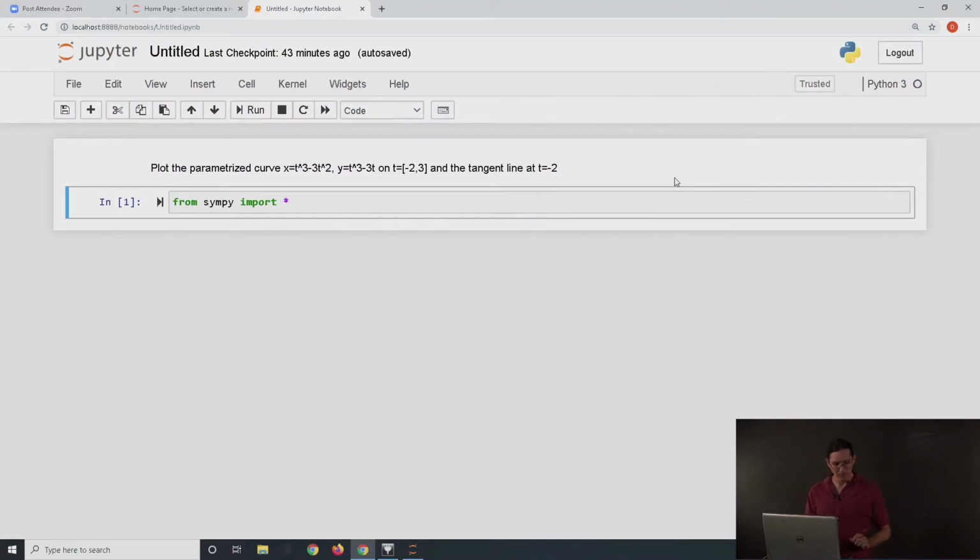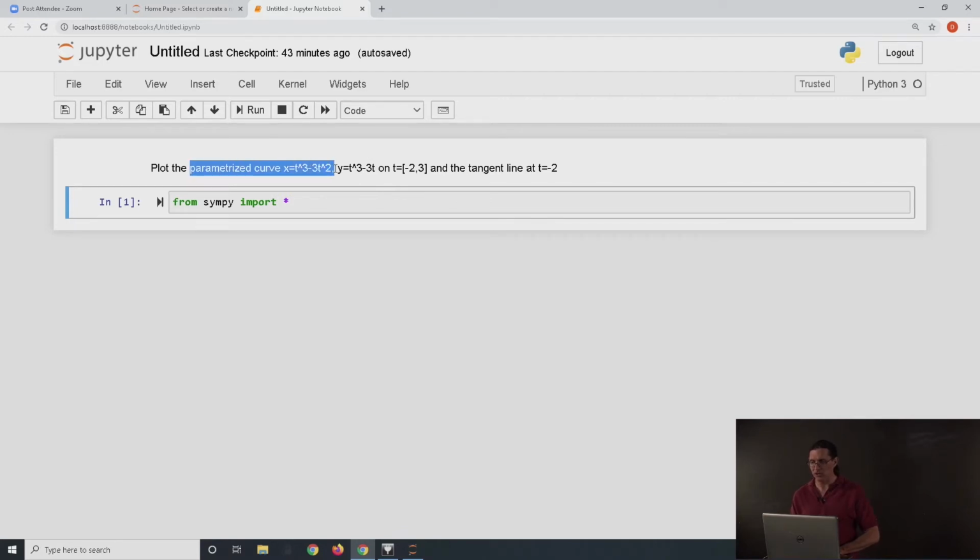In this example, we plot a parametrized curve, meaning that the variables x and y both depend on a third variable or parameter, t. And we'll plot a tangent line to that curve.